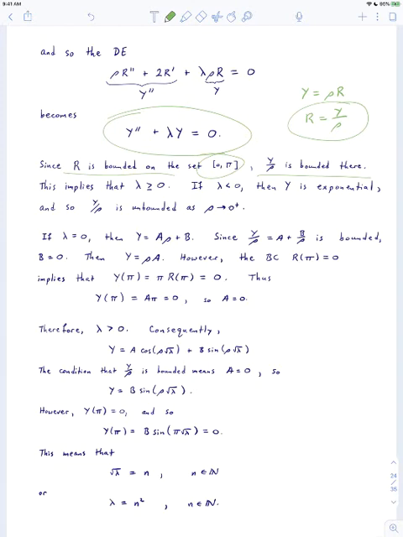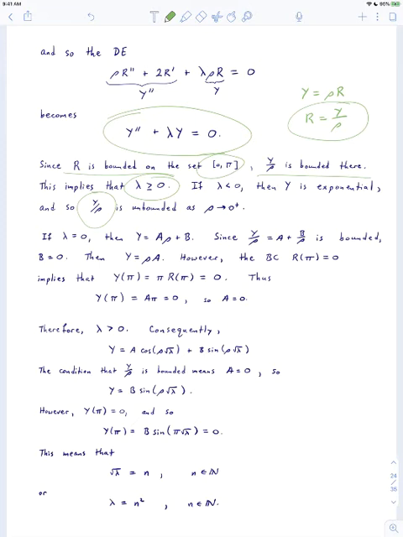So that has certain implications. For one, it implies that any eigenvalues must be greater than or equal to 0. If lambda is less than 0, then y is exponential. And if y is exponential, then y over rho is unbounded as rho goes to 0, because the exponentials are going to 1 as rho goes to 0. So then you have something like 1 divided by rho, where rho is going to 0, that'll be unbounded.